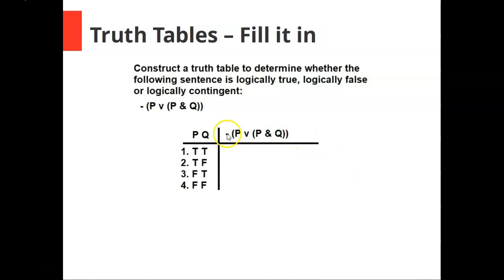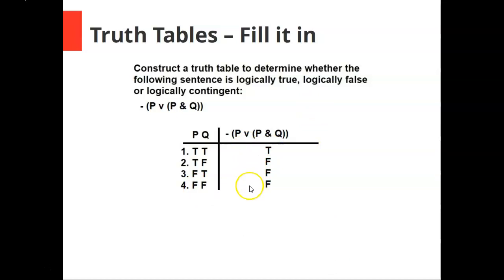For this sentence, this is a negation. It's a negation of a disjunction. And for this disjunction, it's a disjunction of P and a conjunction. So remember, we have to start from the inside and work our way out. So we have to do the conjunction first, then the disjunction, and then the negation. So for this conjunction, where we have to start, it's a conjunction of P and Q. It's only true when they're both true, like in line 1. In lines 2, 3, and 4, at least one of them is false. So our column is T, F, F, F.